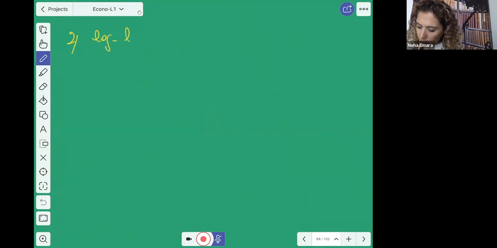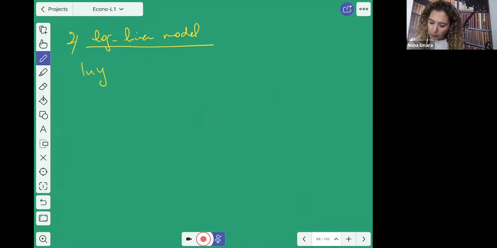The log linear model would be like log y is equal to beta naught plus beta 1 x plus ui. So I don't have any nonlinear measurement for x; it's just in the y. Now suppose that I change x.